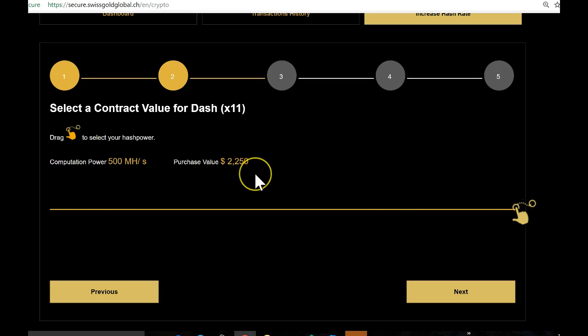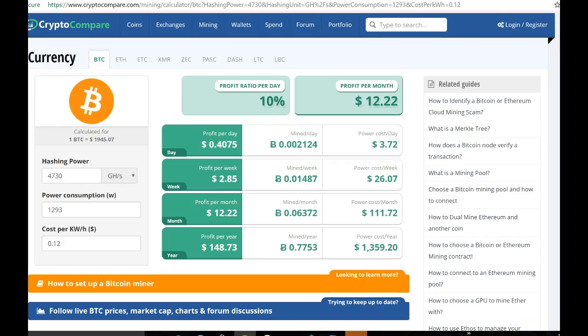It's $2,250, but you can buy as many contracts as you wish. So let's go and calculate that. You see here 2250, 500 mega hash. Let's go to a Bitcoin mining calculator like this.